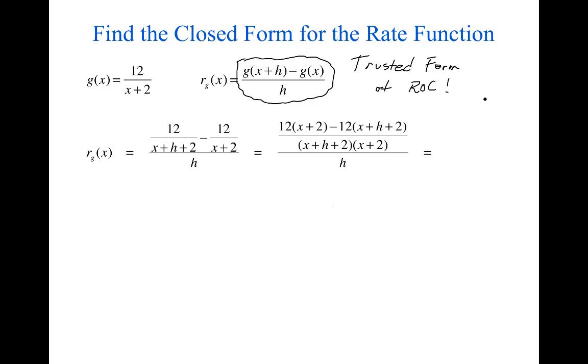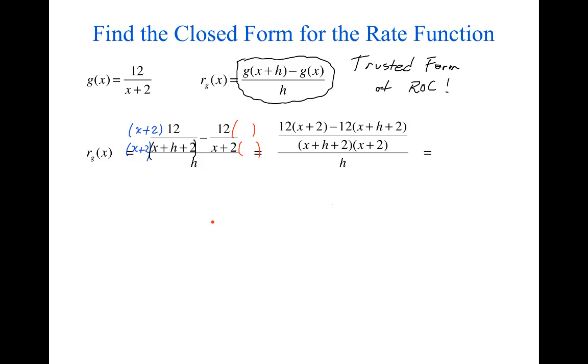How do we get the common denominator in the first fraction? Multiply top and bottom by x plus 2. If I multiply the top and bottom by x plus 2 in the first fraction, I get my common denominator. What about in the second fraction? Top and bottom, x plus h plus 2. So I did two steps here: I multiplied top and bottom of the first one by x plus 2, the second one by x plus h plus 2, and then subtracted.